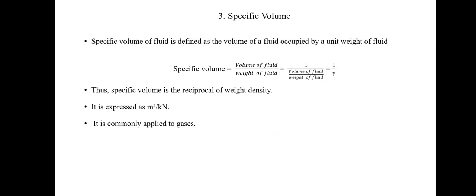Specific volume is defined as the volume of fluid occupied by unit weight of fluid. Specific volume is inversely proportional to specific weight. It is expressed as meter cube per kilonewton, commonly applied to gases.